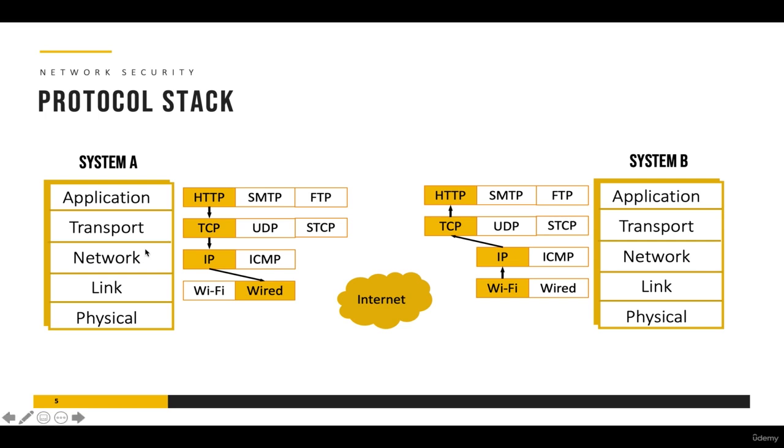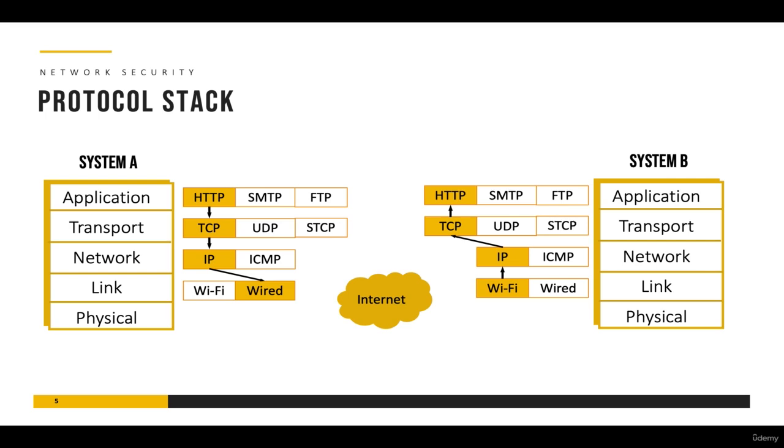Now we have several dozen protocols at each of these individual layers, and each protocol performs a certain specific task. So for instance, the HTTP protocol is used for web browsing. This is the protocol which helps your web browser fetch information and show you web pages. Then we also have the SMTP protocol, which helps in sending and receiving emails. There's another protocol which is FTP, which helps in file transfer, and we have so many others.